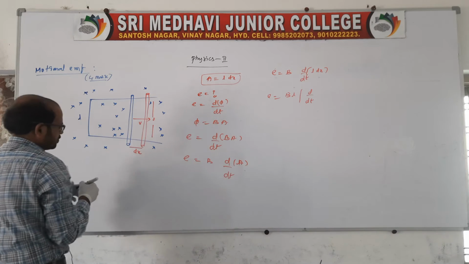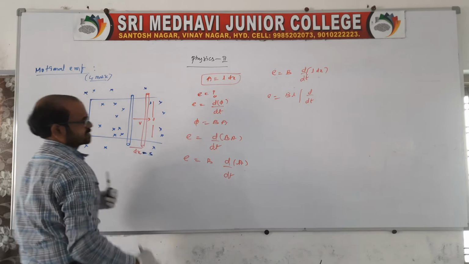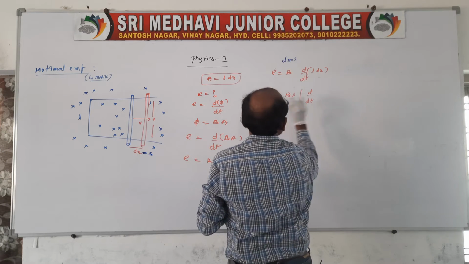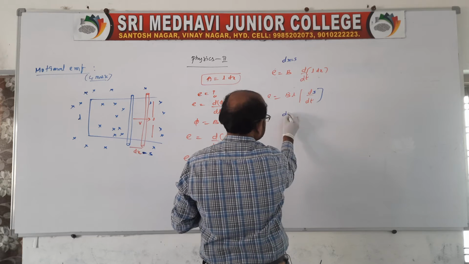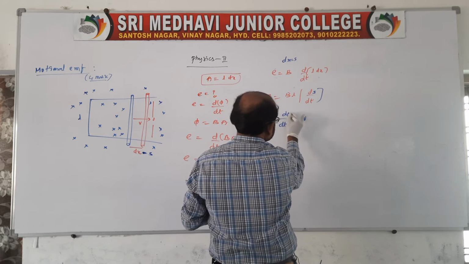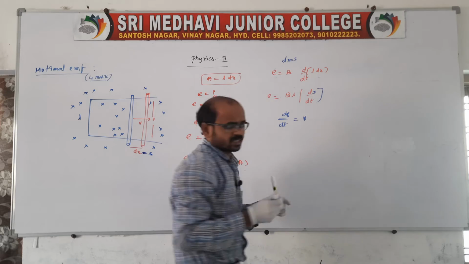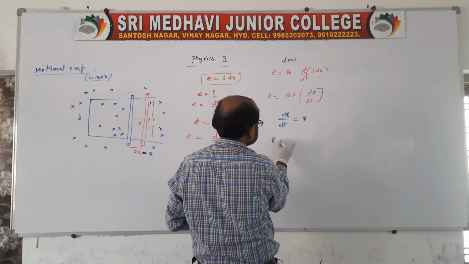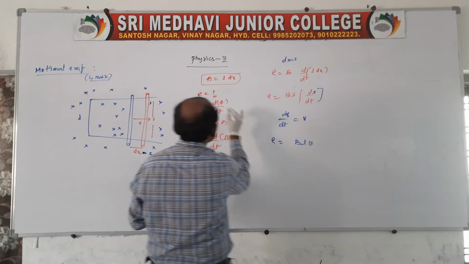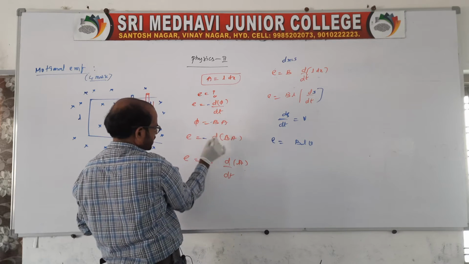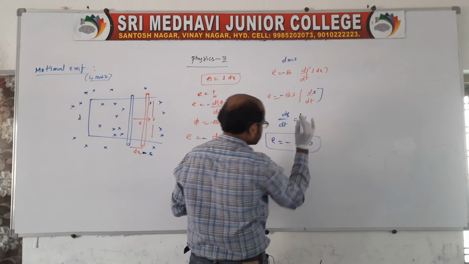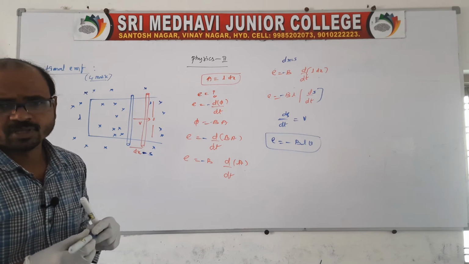You take it as a distance, so instead of dx you write ds. ds by dt is nothing but the rate of change of position, which is the velocity or speed. Clear? And therefore E is equal to BLV. Of course, it is the negative rate of change of flux, so everywhere you write a minus. So this EMF is nothing but BLV.